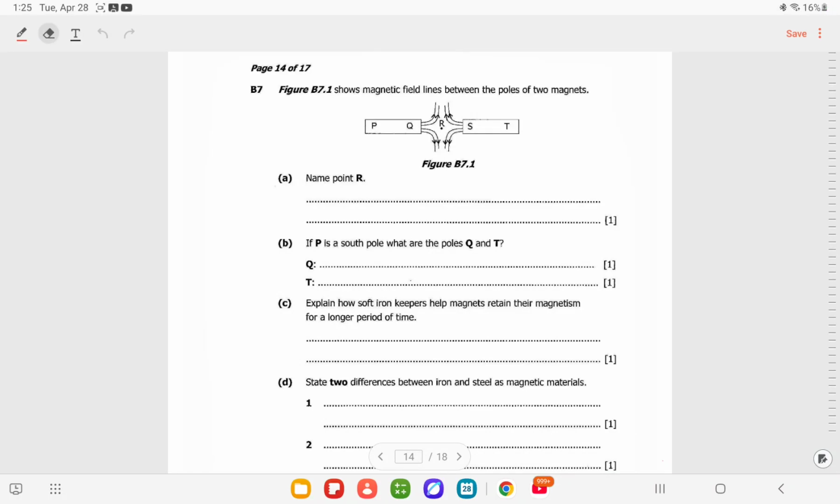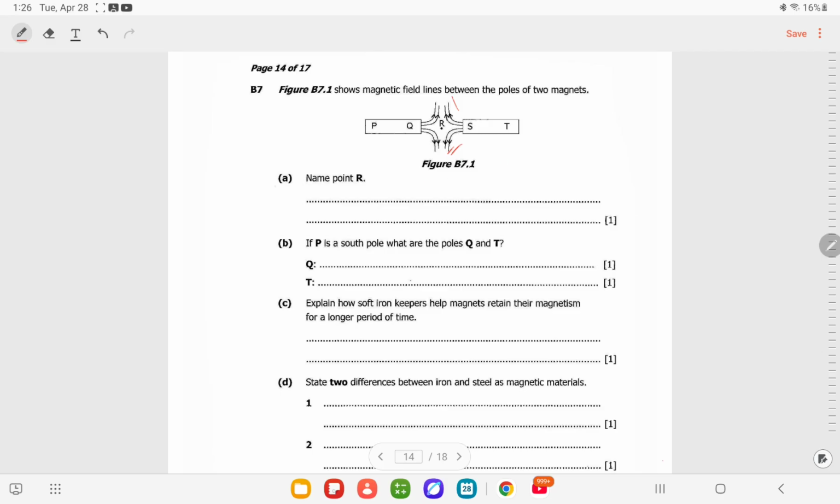Okay, let us look at question B7 now. Figure B7.1 shows magnetic field lines between the poles of two magnets. So I have two magnets. Then if you look at what is happening here, we need to understand, number one, the directions of the arrows, how they are moving, and the cause of this kind of reaction when two magnets have been brought near to each other.